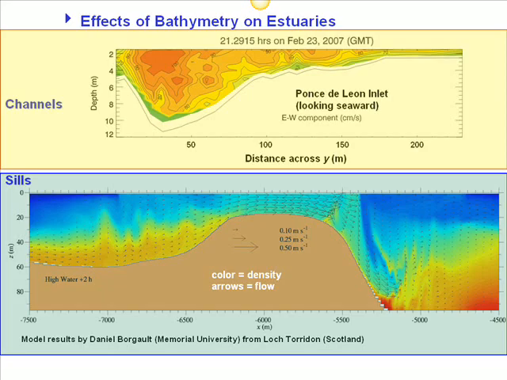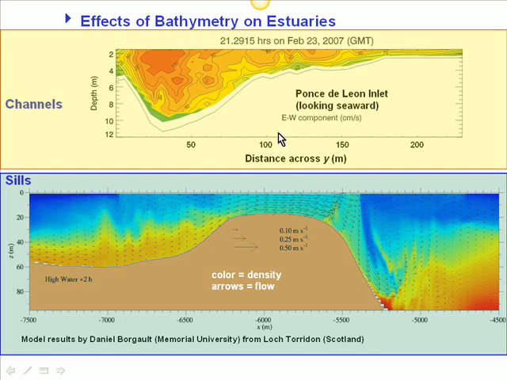So now we're going to start talking about bathymetric effects, how the bathymetry affects this two-layer estuarine circulation. In particular, we're going to be talking about the effects of channels, like you see here in this cross-section of instantaneous flow in Ponce de Leon Inlet, as you're looking seaward. This is depth versus distance, looking from inside the lagoon toward the ocean, and you see some bathymetric effects, some significant changes in the distribution of the flow.